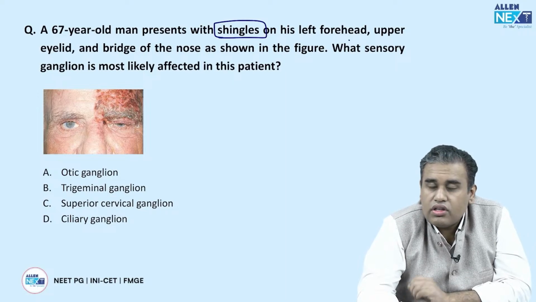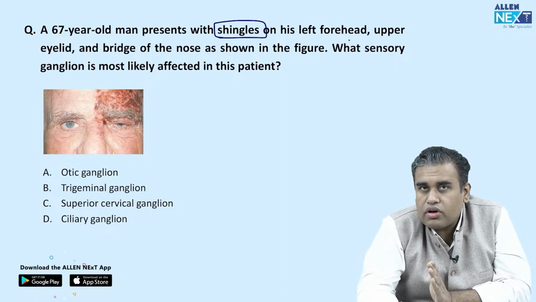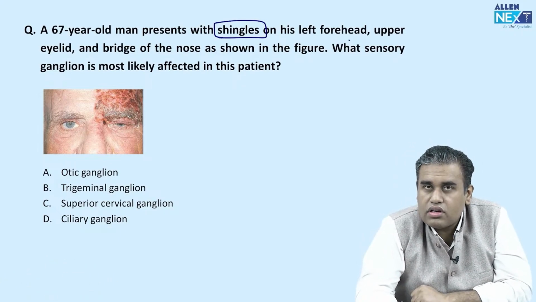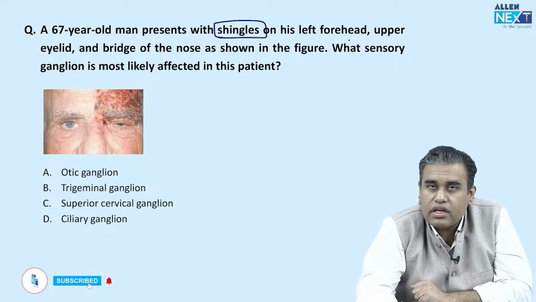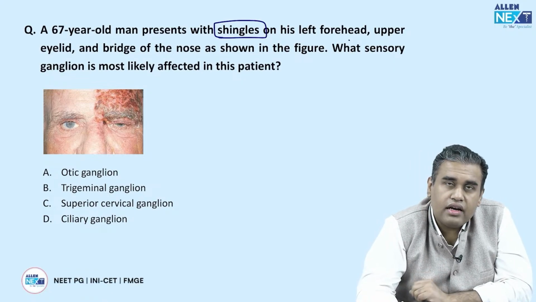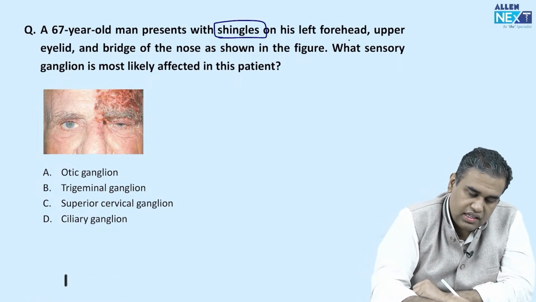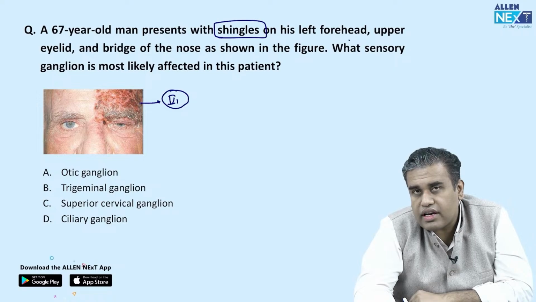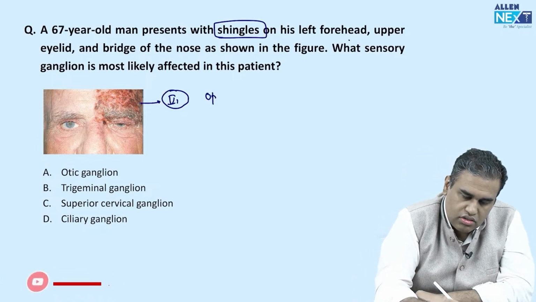They are the shingles. Now they are distributed only on one side of the body, and that too on the sensory nerve location, or the dermatome of that particular spinal nerve, or the nerve over here. So this area is referring to which nerve? It's the upper eyelid, not the lower eyelid, and the forehead. This area is basically the area of V1, that is the ophthalmic division of the trigeminal. So this distribution is to the ophthalmic division of trigeminal.